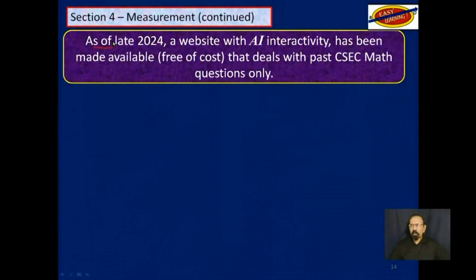Also, as of late 2024, a website with AI interactivity has been made available free of cost that deals with past CSEC math questions only, specifically from paper 2.